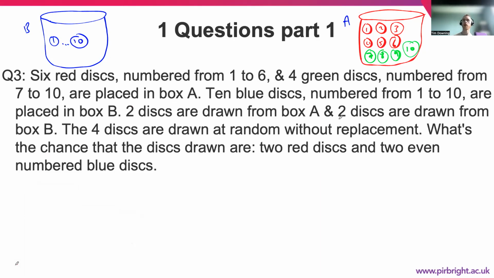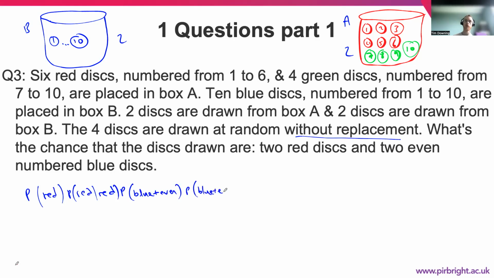2 discs are drawn from box A and 2 drawn from box B. So we've got 2 here, 2 here. They're without replacement. What's the chance that the discs drawn are 2 red discs and 2 even blue discs? So that means we've got to look at the probability of getting red, and the probability of red again, given that we got red already, multiplied by the probability of getting blue and even, multiplied by the probability of getting blue and even, given that we already got blue and even.